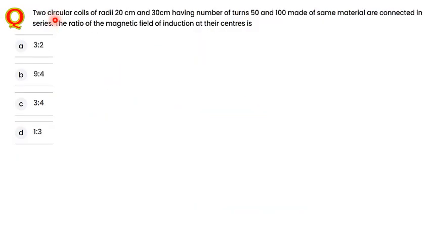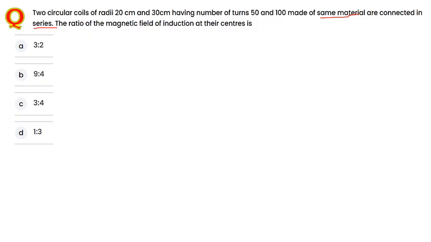The next problem is, two circular coils of radius 20 centimeter and 30 centimeter, having number of turns 50 and 100, made up of the same material, are connected in series. Two points you need to highlight here: one is about the same material and the other is that they are connected in series. Now what they are asking is the ratio of magnetic field induction at their center.